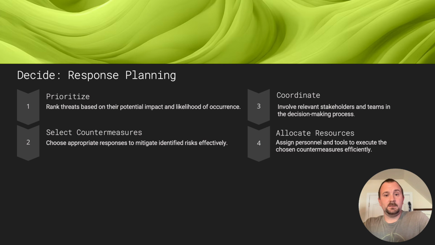Next, decide. This phase involves carefully planning to respond effectively. Several of the key steps include prioritizing the threats based on their impact and likelihood, selecting countermeasures to mitigate these risks, while coordinating efforts across teams and stakeholders, thus allocating resources such as assigning the right personnel and tools to address the situation. Here, our goal is to formulate a clear and actionable plan.